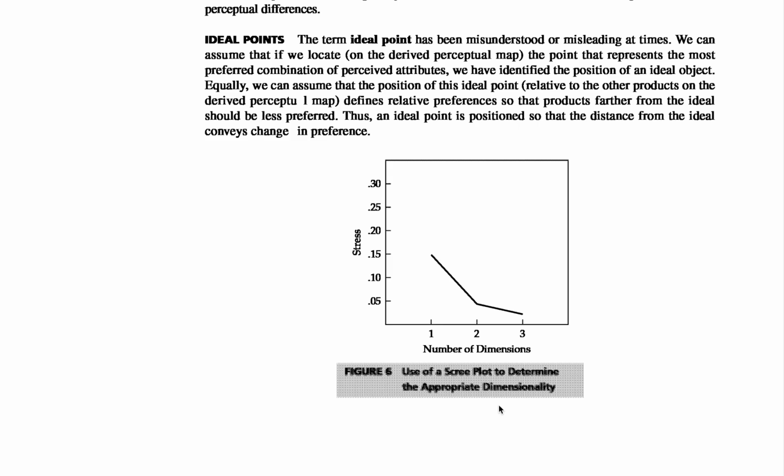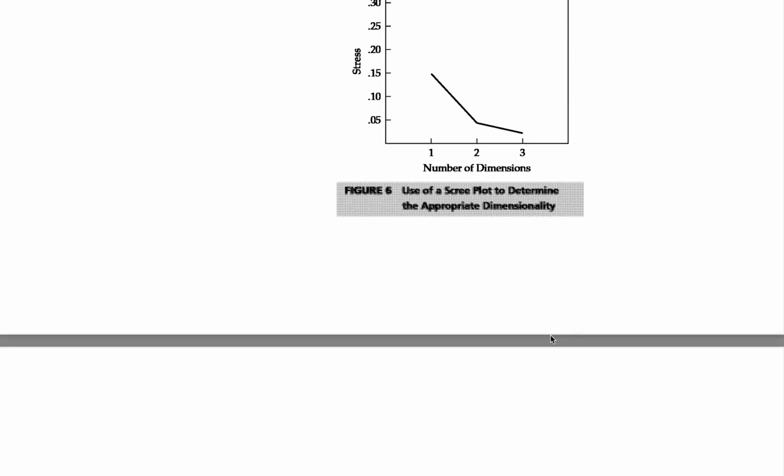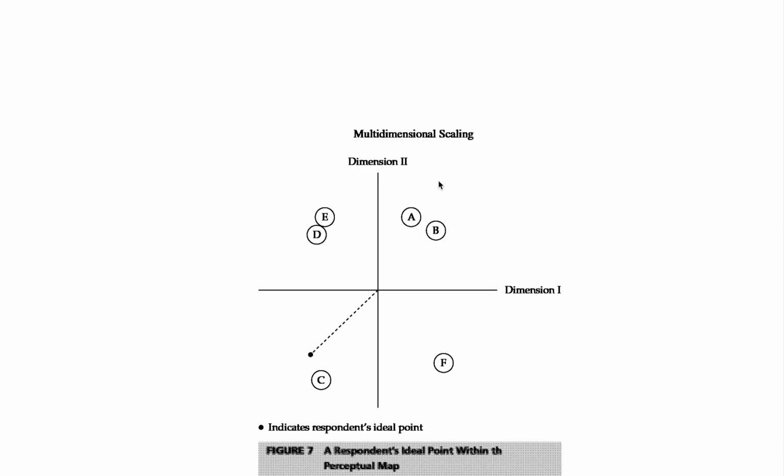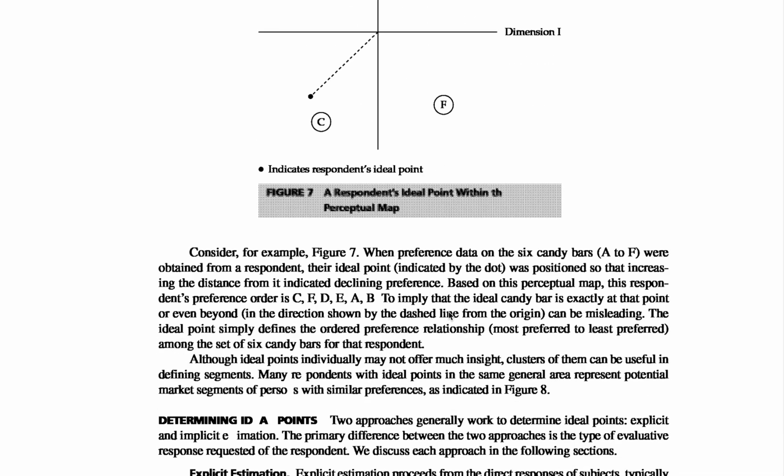This is the use of the scree plot to determine the appropriate dimensionality. Here is the stress, here is the number of dimensions, and this is decreasing. So in short, if we define it in very simple words, multidimensional scaling is scaling where we calculate dimensions from many points of view. Suppose dimension 1, multiple dimensions, we can say, indicate respondent endpoints. A respondent model plots with the perceptual map.